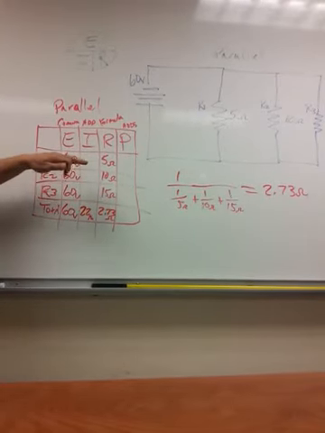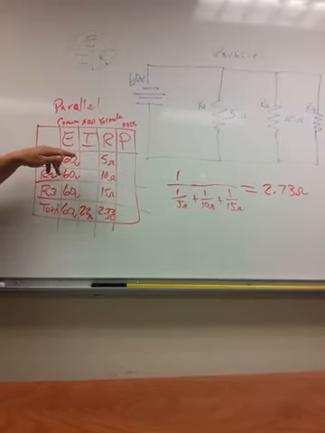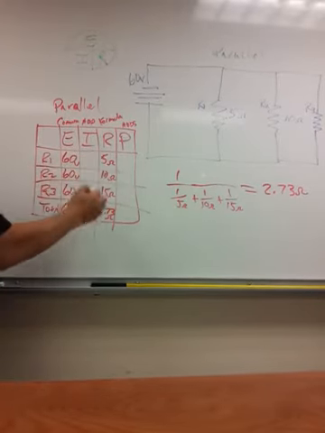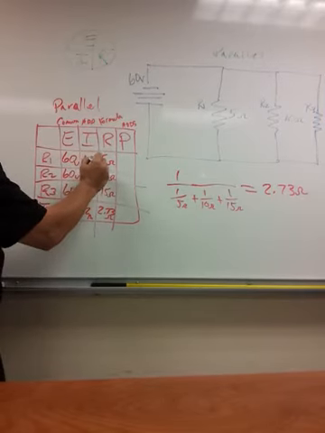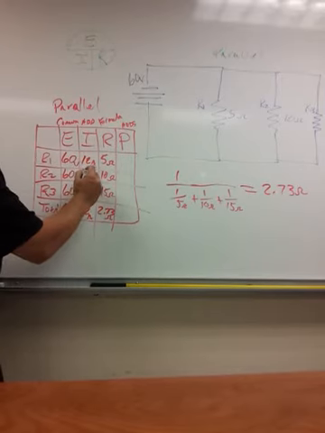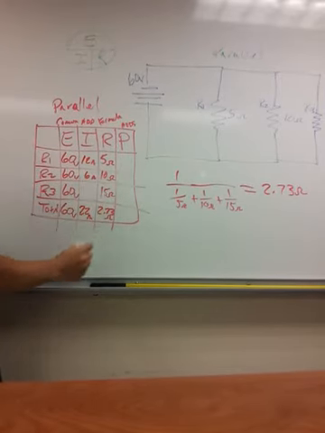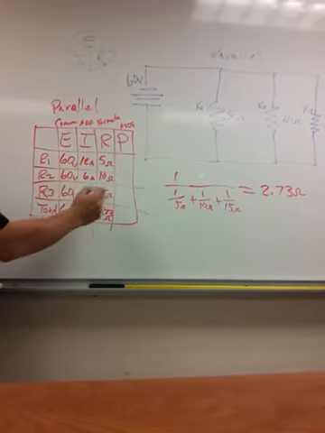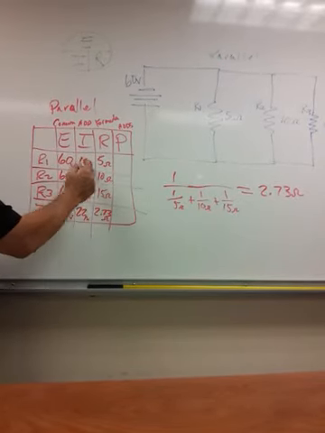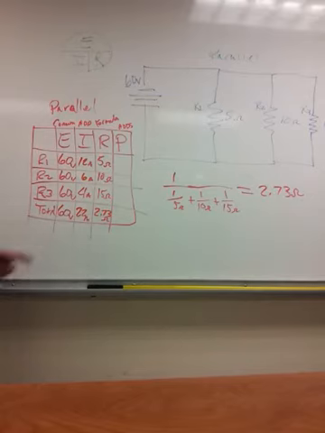Now we can use that same Ohm's law to go through the circuit and determine our value at each resistor. 60 volts divided by 5 ohms is 12 amps. 60 volts divided by 10 ohms is 6 amps. And 60 volts divided by 15 ohms is 4 amps. 12, 6, and 4 do add up to 22, so we've got a good value there.